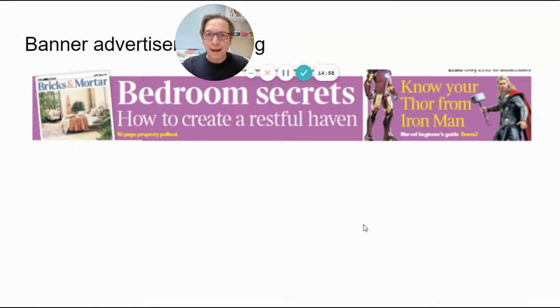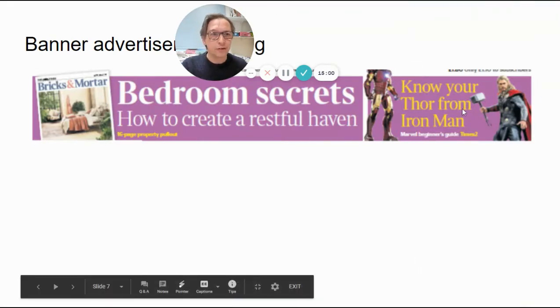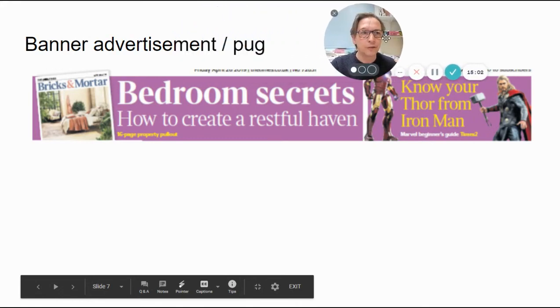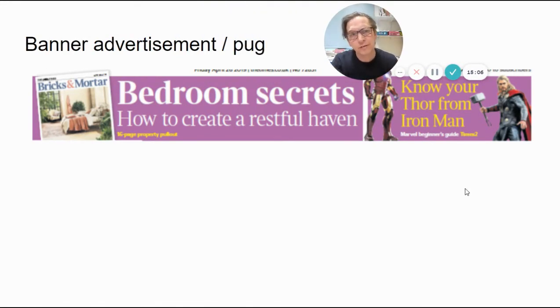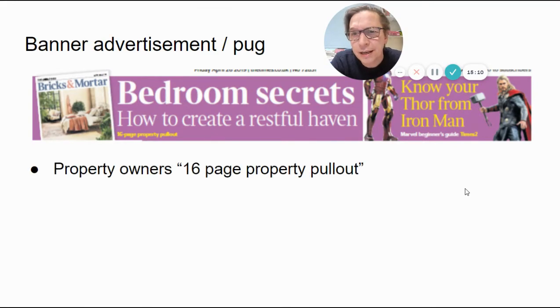We've also got the banner advertisement, or this kind of pug, I guess you could call it, on the top here. And this is a different kind of angle for appealing to the Times readership. Now you can see here we've got this bricks and mortar. We've got an extra magazine actually going on, which is included within this. This is what you get for your £1.80 or £1.10 if you're a subscriber.